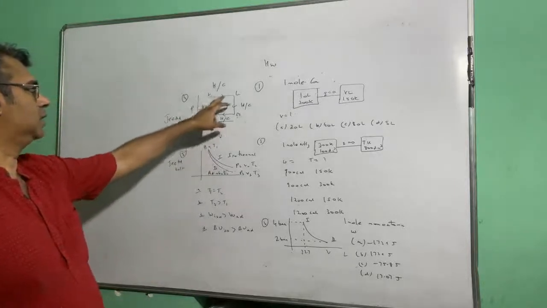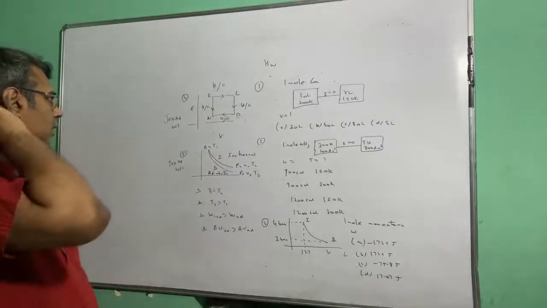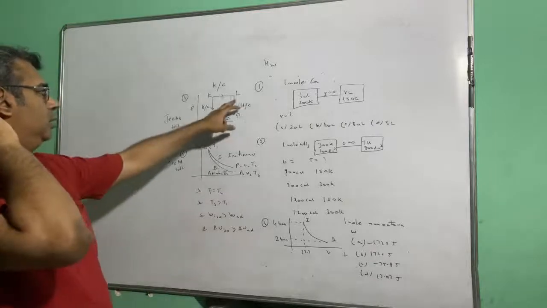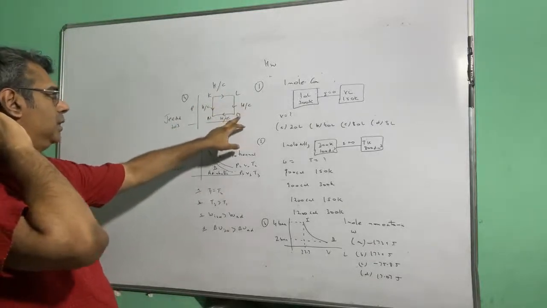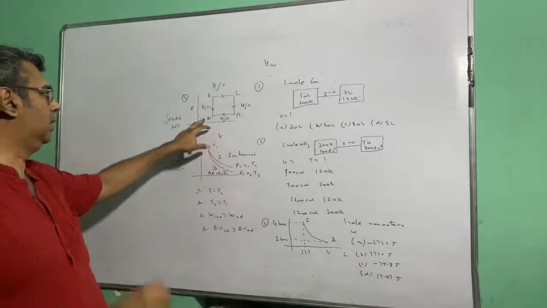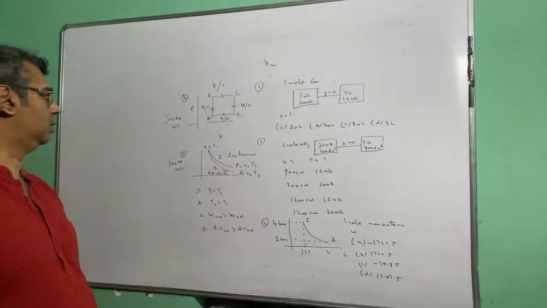Question number 4 is from the JEE Advanced 2013 paper. A pressure-volume graph is given, KLMN. You have to identify: from K to L, is it heating or cooling? From L to M, is it heating or cooling? From M to N, is it heating or cooling? From N to K, is it heating or cooling?